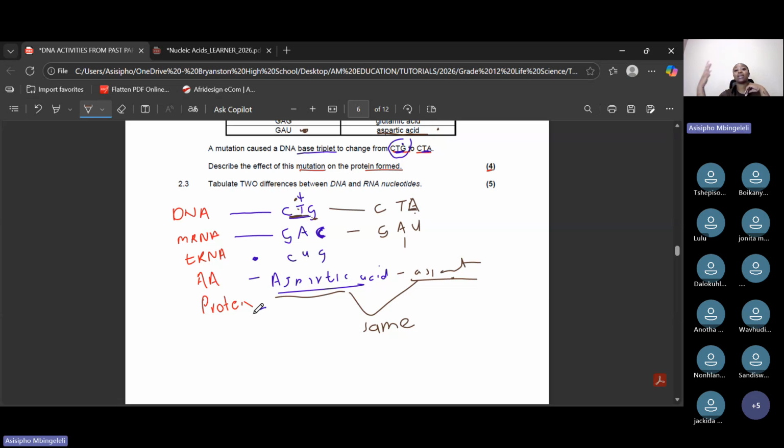Now, how do you answer to get 4 marks? Exactly what I've written down, but you write it in sentences. Mutation occurred in DNA bases whereby CTG was replaced by CTA, 1 mark, which meant that messenger RNA codons changed from GAC to GAU, 1 mark, which led to the amino acid aspartic acid remaining the same because these two codons are coding for the same amino acid, 1 mark, which resulted in the same protein being formed. That's another mark. That's how you get 4 marks.